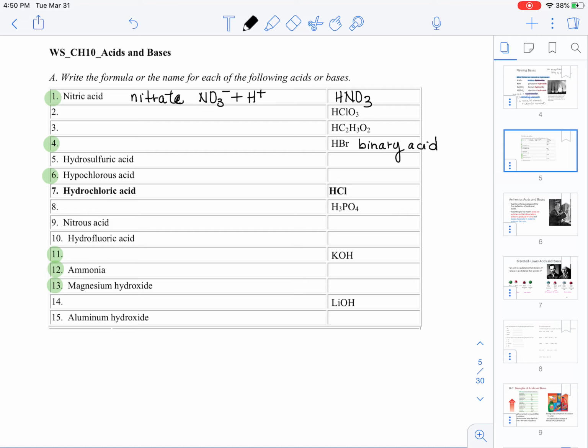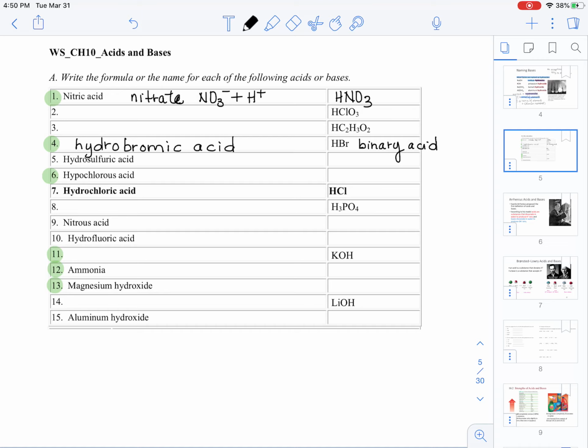And the reason why we have a binary acid is because we have hydrogen paired with a nonmetal. When we have that, remember that the name is going to start with hydro, followed by the stem of the nonmetal, that for bromine is going to be brom. And then the ending is going to be ic acid. So HBr, its correct name is hydrobromic acid.